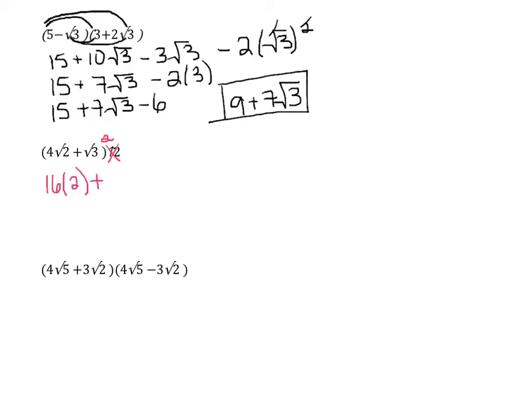plus 2ab. So that's 2 times 4, which is 8. And then we multiply that also by square root of 2 times square root of 3, which is square root of 6. And then b squared, which would be square root of 3 squared, which is just 3. So this becomes 32 plus 3, that's 35, plus 8 times the square root of 6.